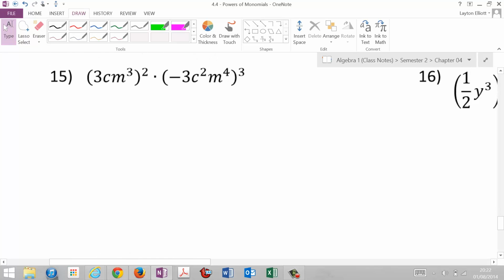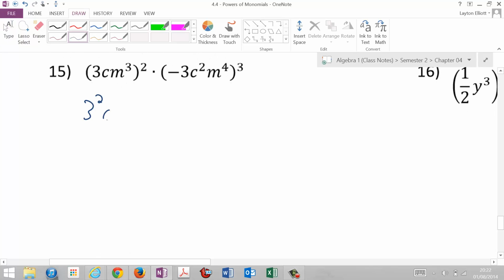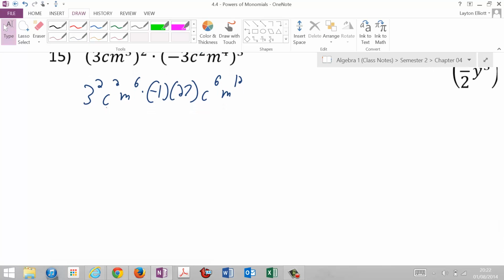Number 15, got 3 squared, c squared, m to the 6th. We can treat this as negative 3 cubed, or I can treat that as a negative cubed, and then a 3 cubed, and then a c squared, and an m to the 4th. Oh, kidding, not c squared, c to the 6th power, and m to the 12th. Carrying that through. Okay, so I got 9 times 27. 9 times 27 is 243, and it's a negative, because that negative 1. C to the 2nd times c to the 6th is c to the 8th, and m to the 6th times m to the 12th is m to the 18th.